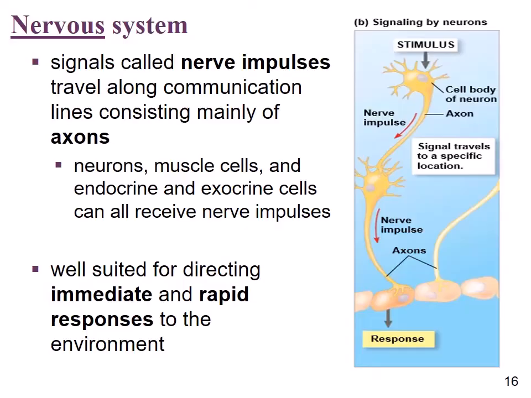It sends signals called nerve impulses along the axon of neurons, and the nervous system can signal other neurons or muscle cells or endocrine cells or even exocrine cells. So all these cell types can receive nerve impulses and respond to them.